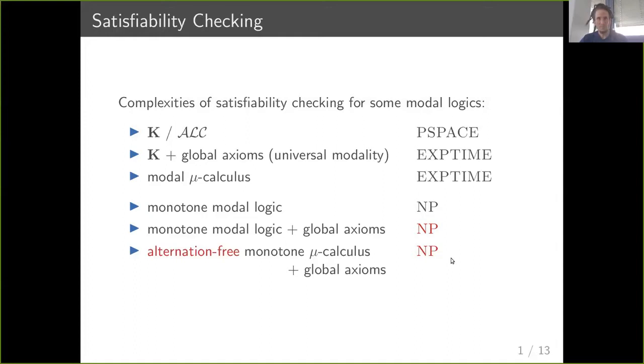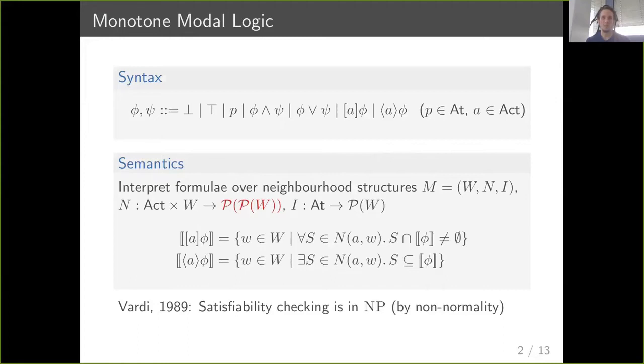Right, so what is this monotone modal logic? Well, syntax-wise, it's just the same as standard modal logic. So we have falsum, verum, propositional atoms coming from a set of atoms closed under negation. We have conjunction, disjunction, the box operator, and the diamond operator, where the index A here comes from a set of actions. The semantics, however, differs from standard modal logic.